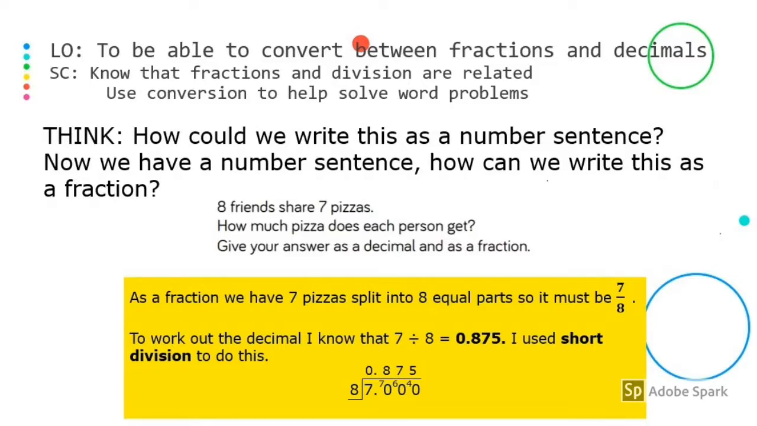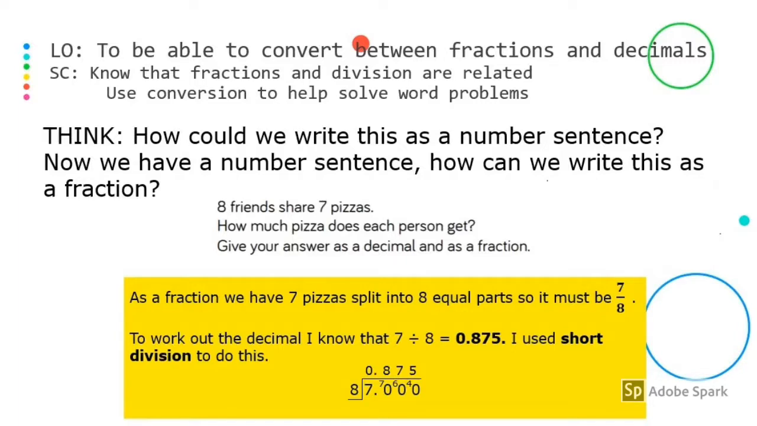You'll see on the screen that I've put the 8 outside of the bus stop because this is my divisor. The 7 goes inside the bus stop. Now 8 fits into 7 0 times. So that's why I put a 0 above the bus stop. I then put a decimal point because I knew I was going to need to exchange. I then put zeros after this.